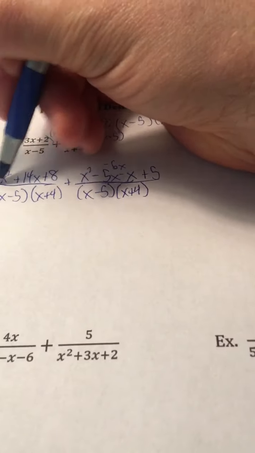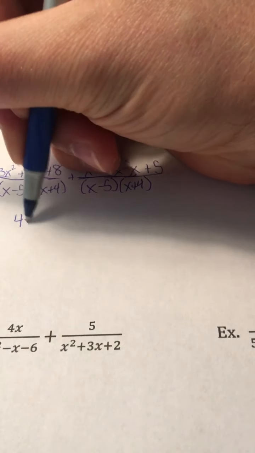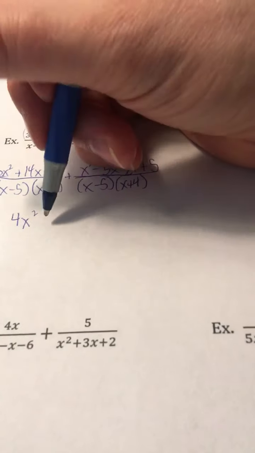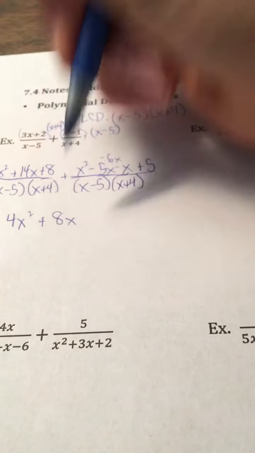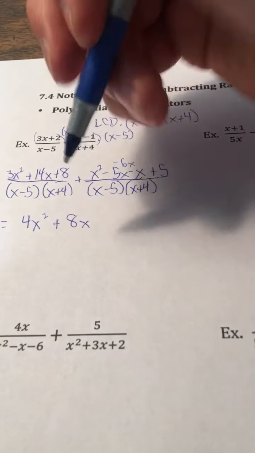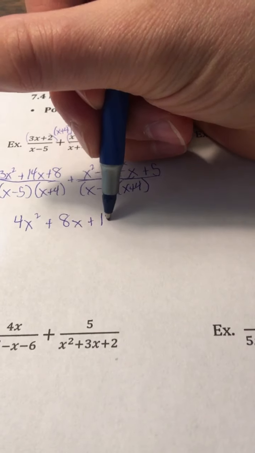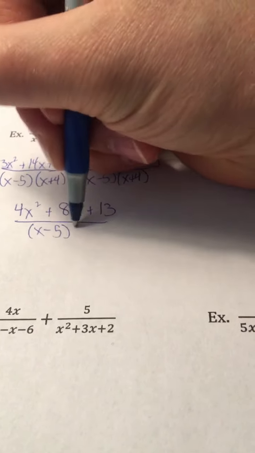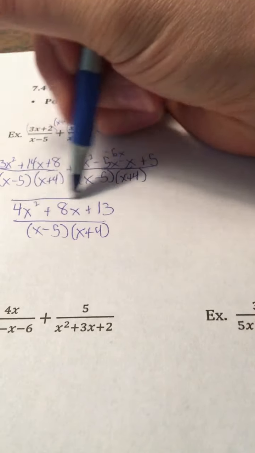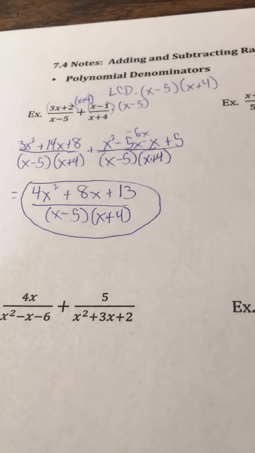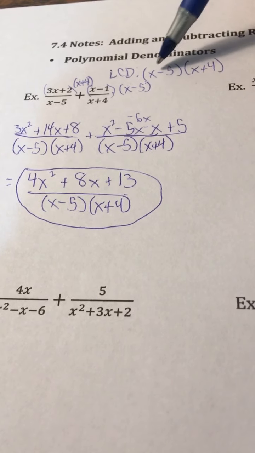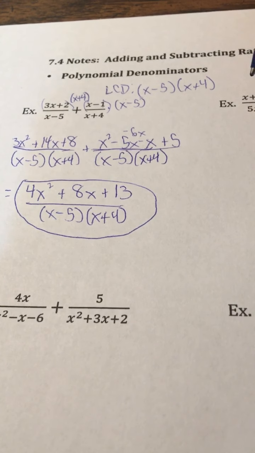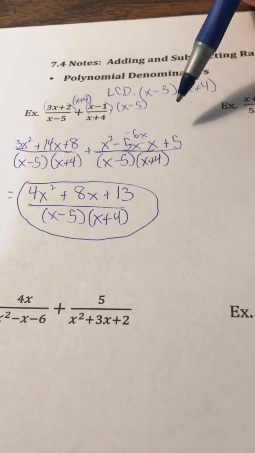So our answer, we have 3x squared plus x squared would give us 4x squared. We have 14x minus 6x. That will give us plus 8x. And then 8 plus 5 is plus 13. All over that denominator, x minus 5, x plus 4. So again, the hardest part of this whole concept is just making sure you're getting the correct common denominator. Two binomials like this, just put them together. Make x minus 5, x plus 4, multiply by whatever's missing.